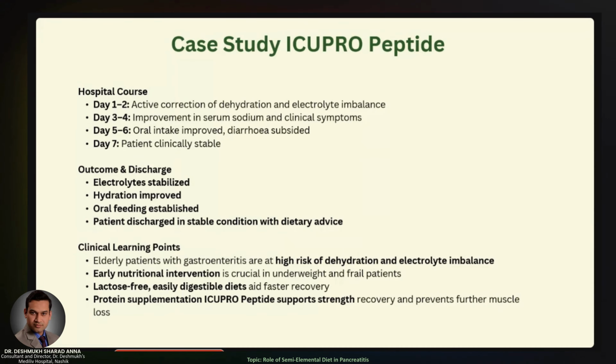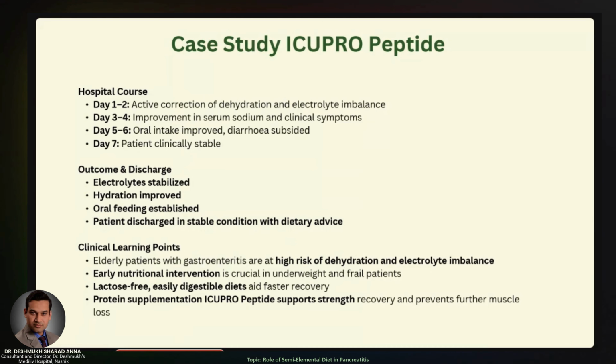So the clinical learning point in this case is that even in an elderly female with gastroenteritis, there is a high risk of dehydration and electrolyte imbalance. Early nutritional intervention is crucial in underweight and frail patients. A lactose-free, easily digestible diet gives faster recovery, and protein supplementation like ICU Pro peptide in semi-elemental form supports strength, recovery, and prevents further muscle loss.